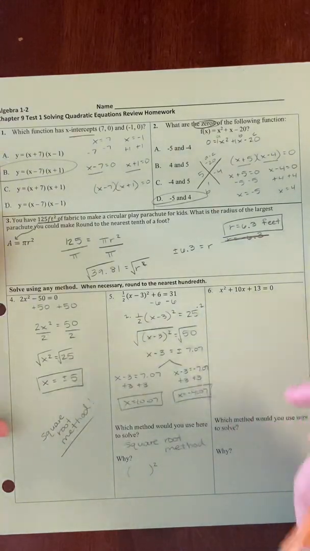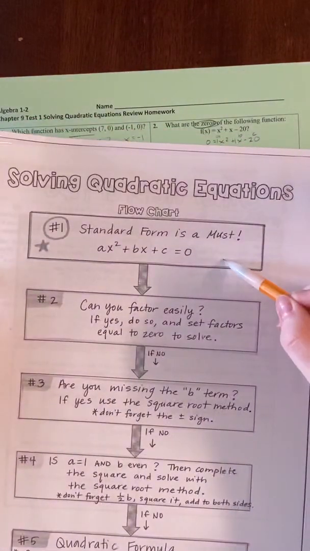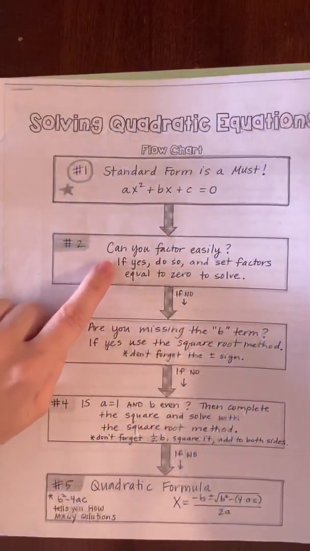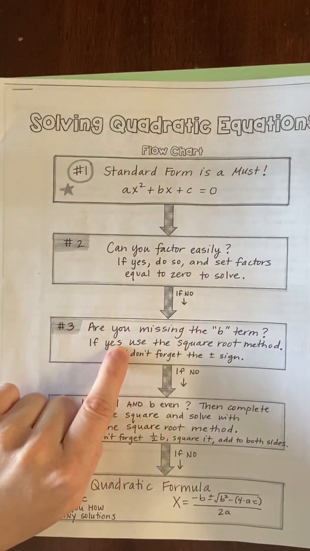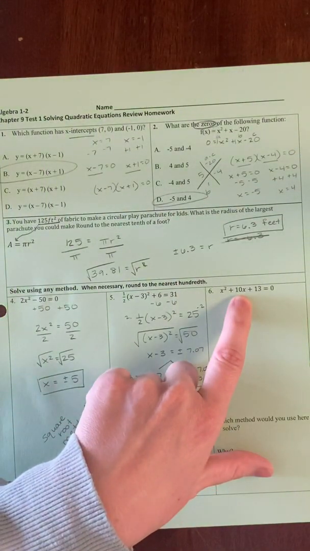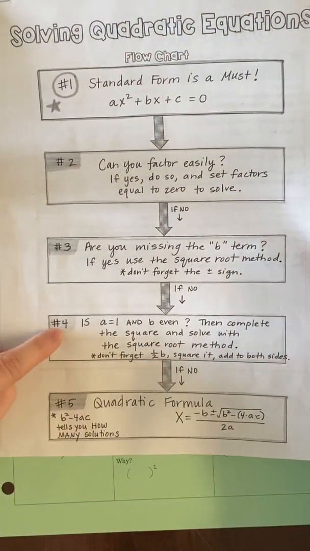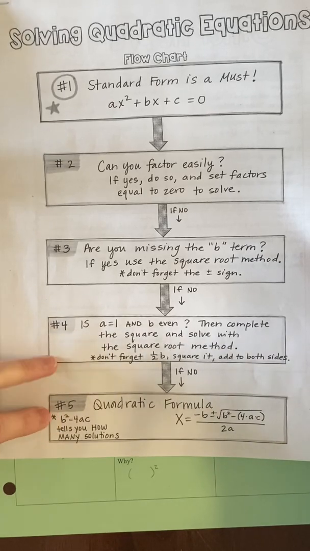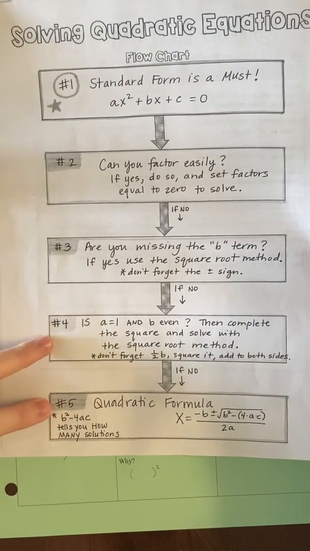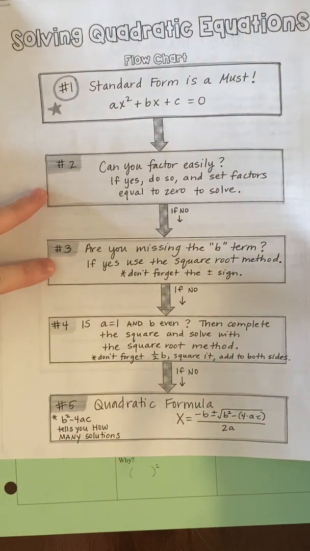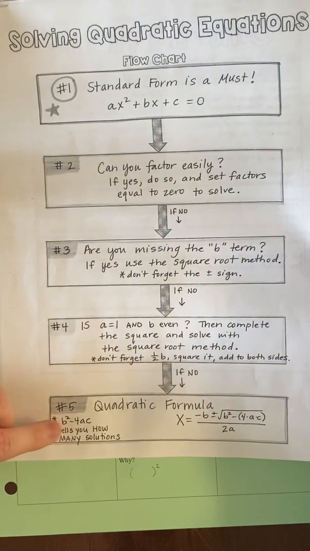For the next one, again, I think through my flow chart, it is set equal to 0, so that's good. I'm going to look to see if I can factor it. There are no numbers that multiply to be 13 and add to be 10, so I can't factor it. Okay, I can't factor it. Is it missing the bx term? No, it's not missing the bx term. It has a middle term right here. Okay, so then you're left between completing the square method or quadratic formula. I personally think that quadratic formula is the easier one between these two, and quadratic formula always works. Okay, so if you can't do the first two, I would focus on doing quadratic formula.